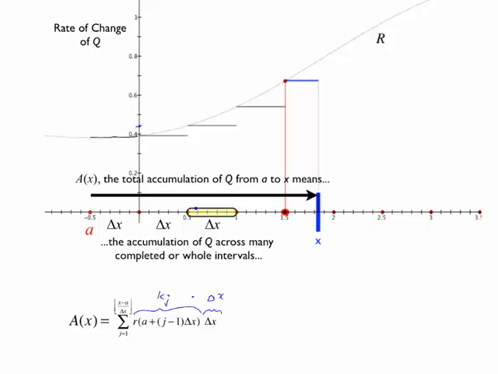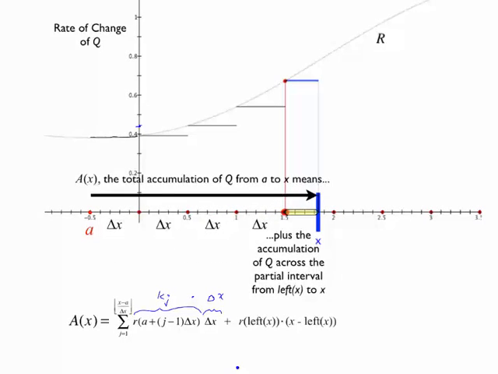K3 times delta x. So this rate, whatever that is, 0.4 or whatever, times delta x gives what? Delta y. A bit of accumulation. A bit of the accumulation of Q. A little bit of change of Q. All right? So the total accumulation of Q from A to X means the accumulation of Q across many completed whole intervals, in this case 4, plus what? Plus the accumulation of Q across a partial interval.